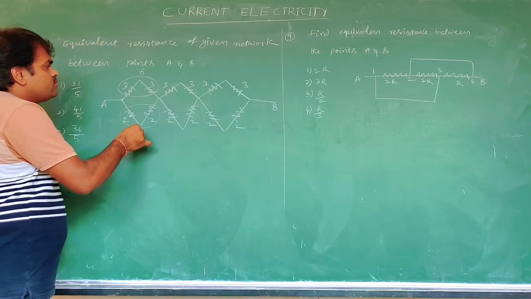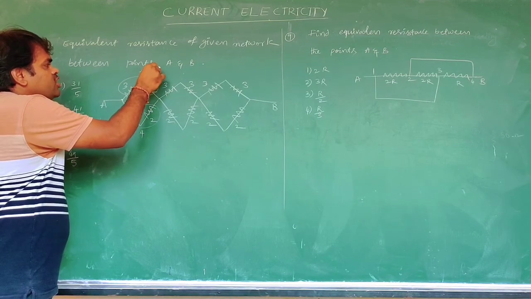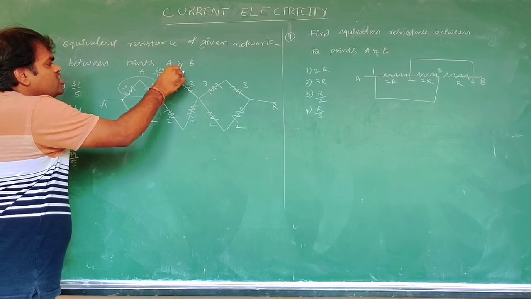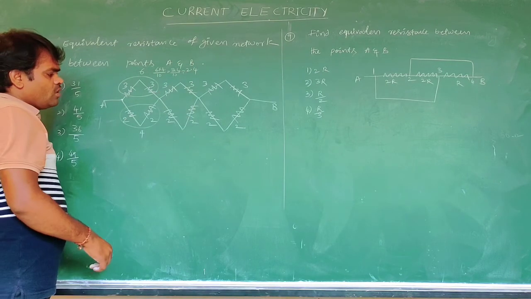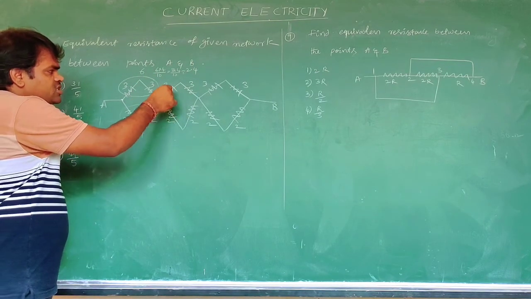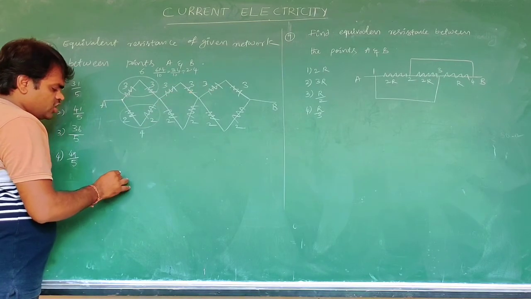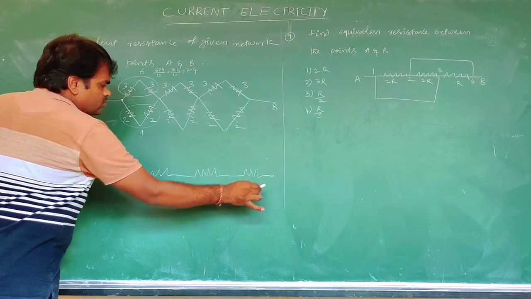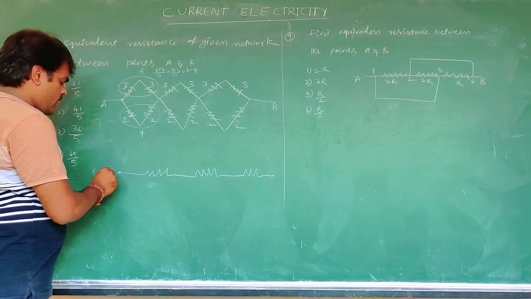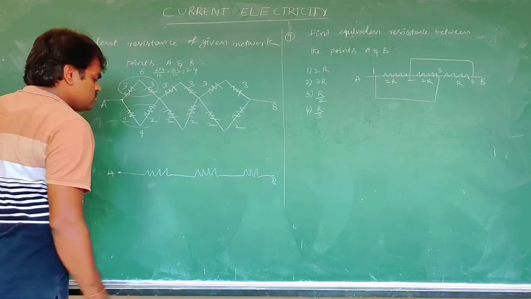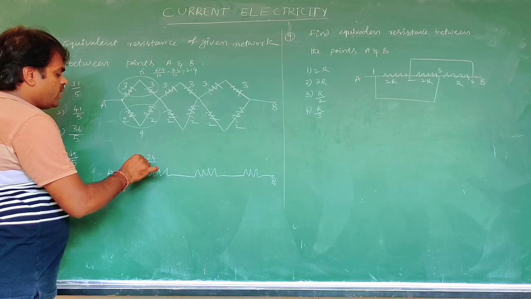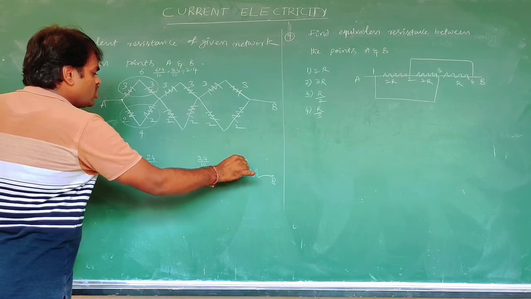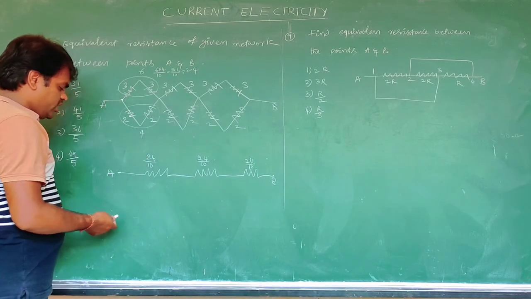Now these two are in series means what? 6. These two are in series means 4. 6, 3, 4. These two are in parallel. These two are in parallel means 6 into 4 by 10. Then 24 by 10, that is 2.4. 2.4. That means each is the same, 3. That's why the circuit can be written like this. That is A and B. Then it is 24 by 10.